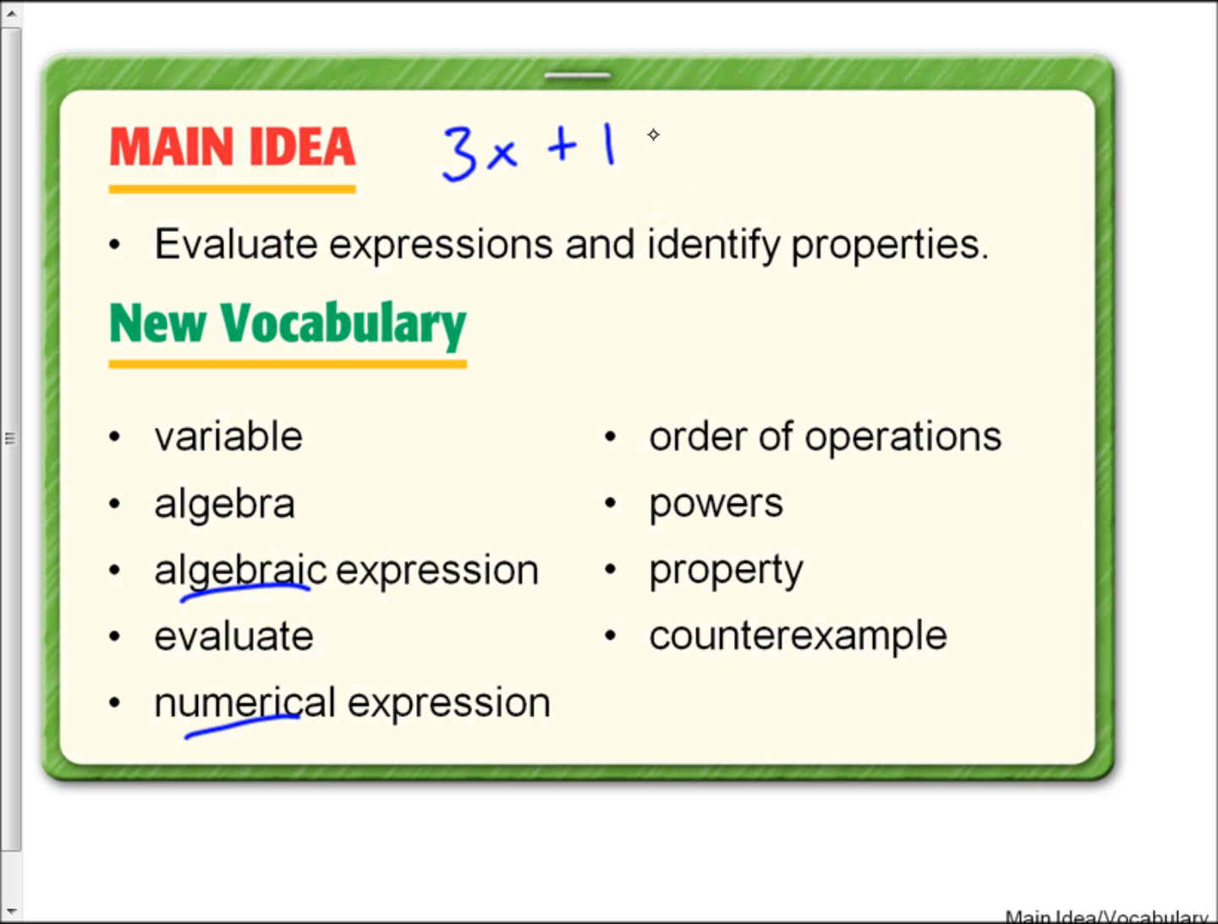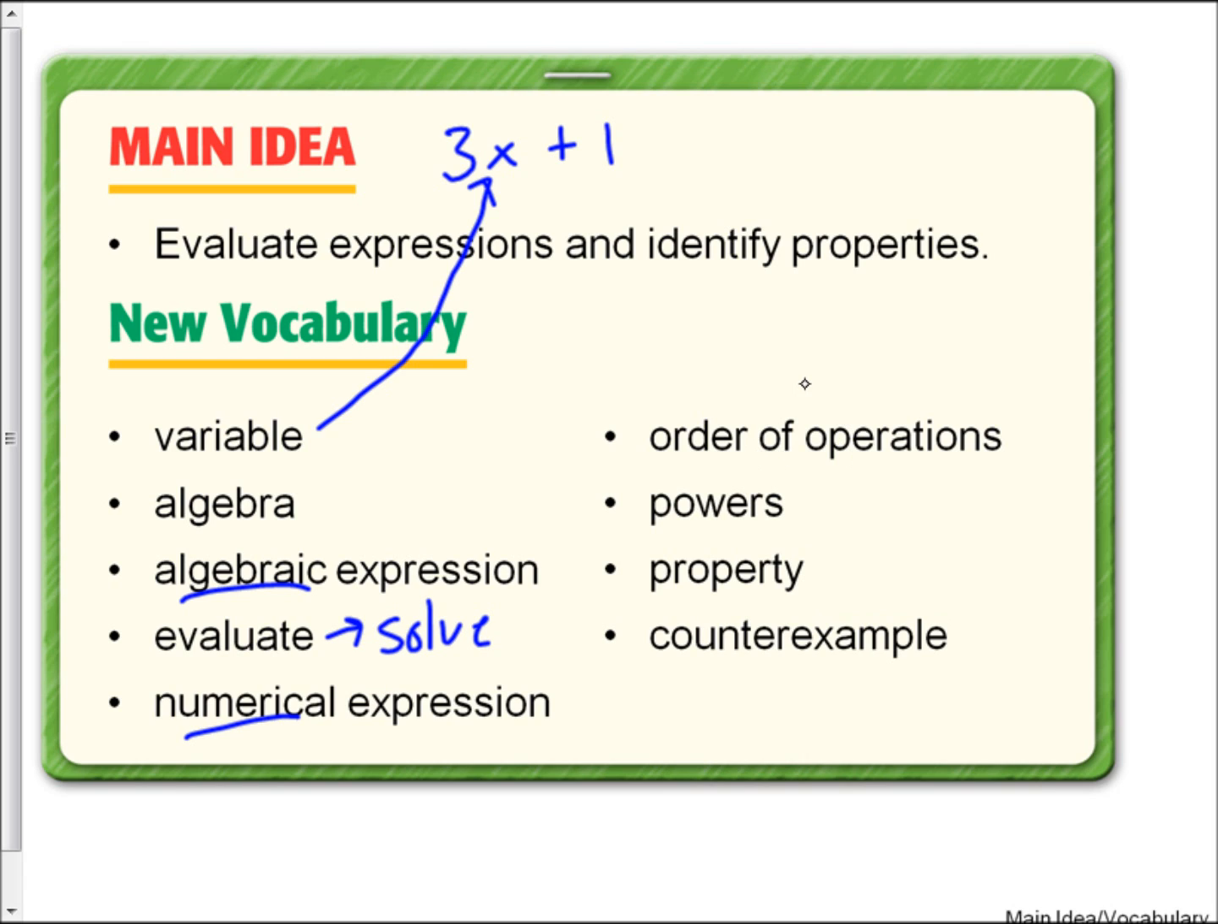Okay, it's an expression because we don't have an equal sign. We're waiting for a value of x in order to solve the problem. A variable is an unknown value, so like this x is our variable. Algebra is just when we have letters instead of numbers, and sometimes we need to substitute numbers for the letters and then solve. Evaluate means to answer or solve.